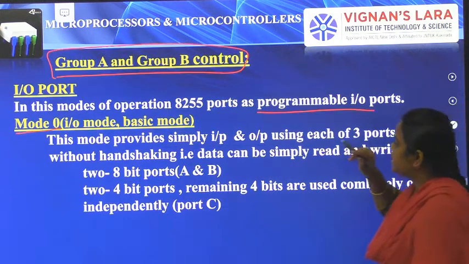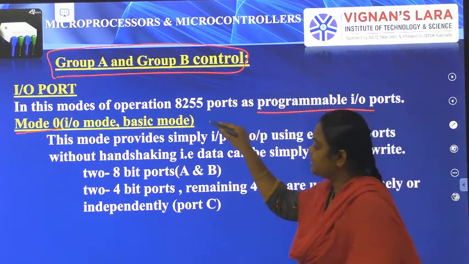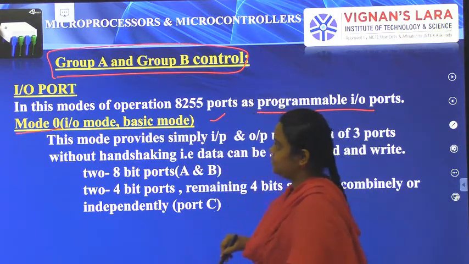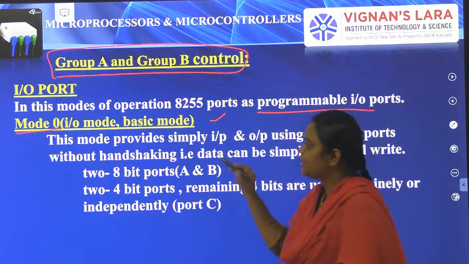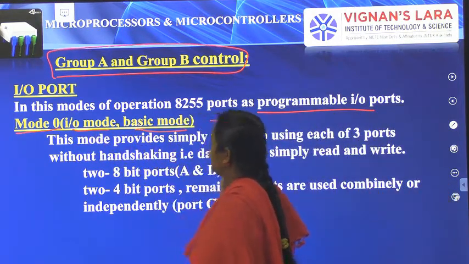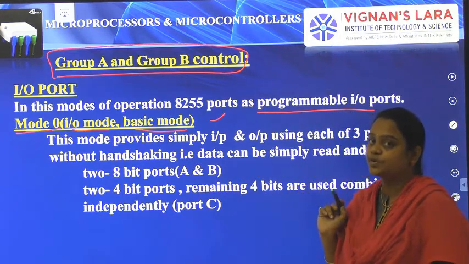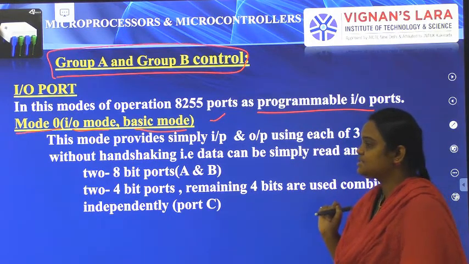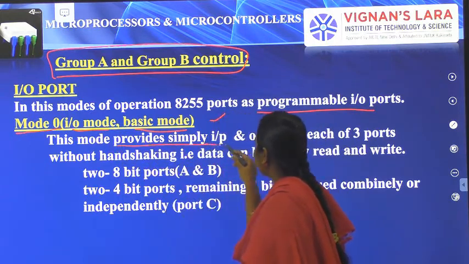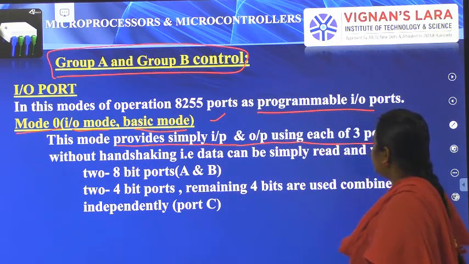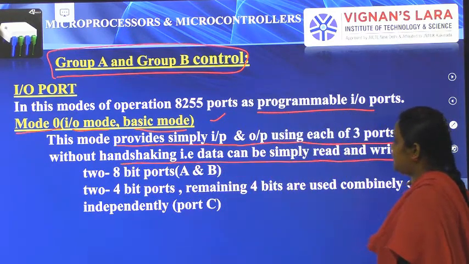See here, the 8255 ports as programmable input and output ports. Mode 0 is the input and output mode, the basic mode. These are the modes of operation of 8255. Why is it called the basic mode? Because this mode provides simple input and output using each of the 3 ports without handshaking. That means data can simply be read and written.